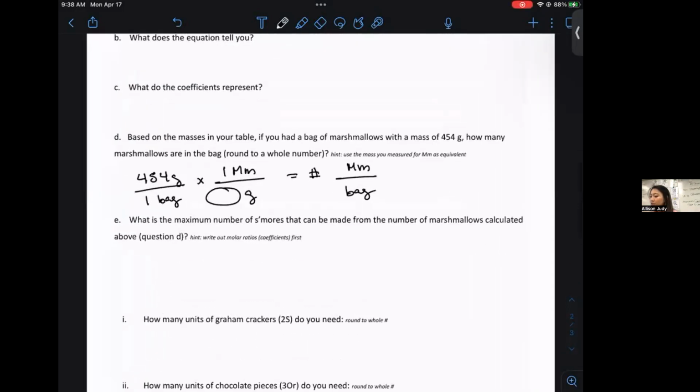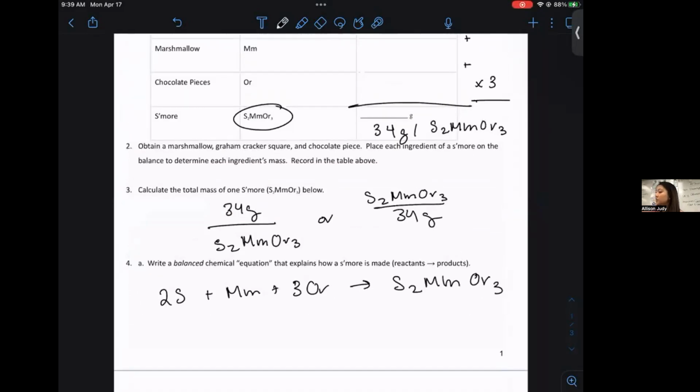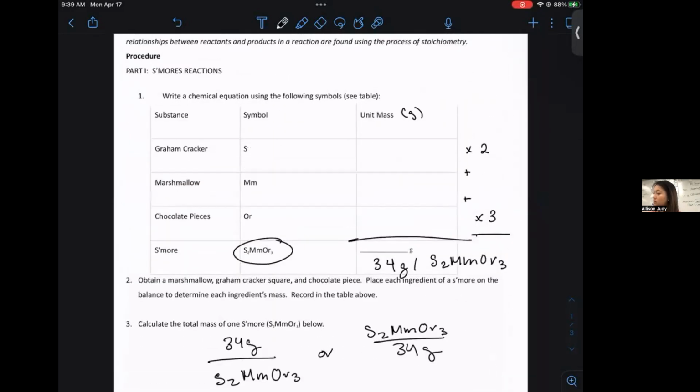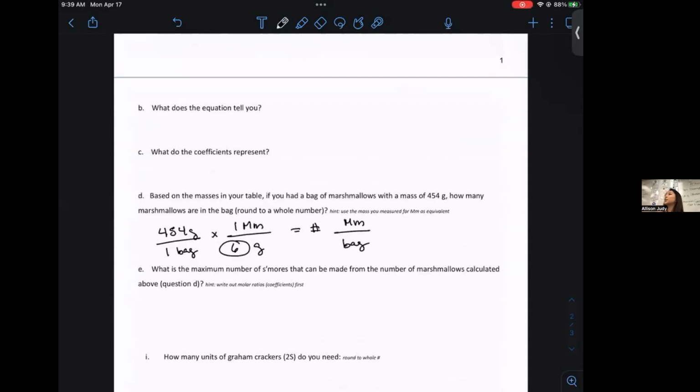Then what you guys got to do is you got a series of hypotheticals. I have a bag of marshmallows that's 454 grams. How many marshmallows are in that bag? So immediately what you guys would do in your head is, oh, 454 divided by whatever the mass of your marshmallow was. So what was the mass of one person's marshmallow? Aislinn, what was the mass of your group's marshmallow? Okay, I'm going to call it 6 for the sake of my brain. 6. Okay, so what you guys would have just done in your head was, oh, 454 divided by 6.